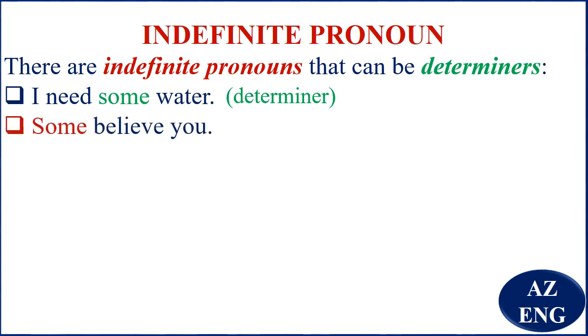Here, some believe you. It's like you say, the people believe you, or let's use someone's name. Like for example, A. Let's assume A is someone's name. A believes you, or John believes you. So we replace it with some. So here you should be able to know that it is pronoun. Some believe you.